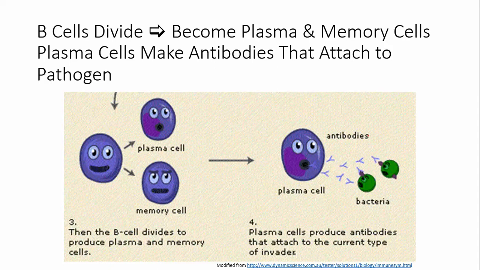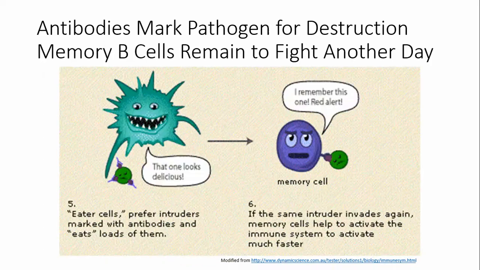The plasma cells, their job is to make antibodies. The reason those antibodies are significant is because they signal the rest of the immune system, hey, there's a pathogen there. Let's eat it. And so phagocytes will come and they will eat those antibody covered pathogens.